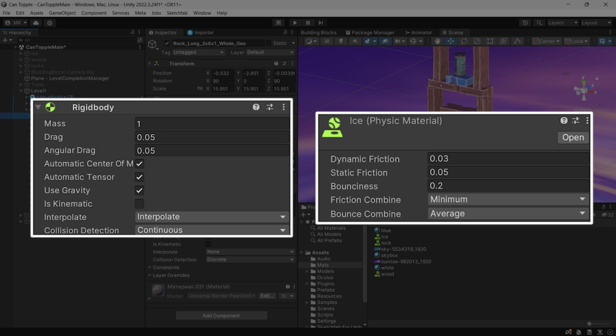Okay. Now the physics material properties for the ice are dynamic friction, again very low, 0.03. Static friction very low, 0.05. Bounciness is a little bit more than wood, but of course very much higher than rock, which is 0.2. Friction combine is minimum and bounce combine is average. So that's all.